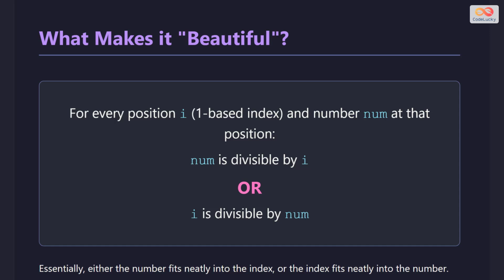So, what makes an arrangement beautiful? It's all about the relationship between the number and its position. For every position i, which is 1 based, the number at that position must satisfy one of two conditions. Either the number is divisible by the index i, or the index i is divisible by the number. If every number in the permutation satisfies this, the whole arrangement is valid.